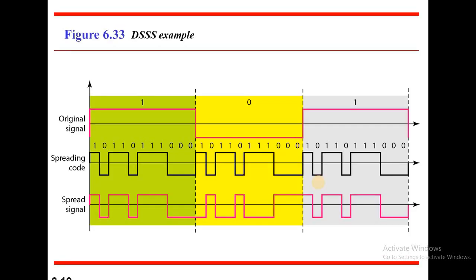This is the DSSS method. This is the original signal, and in the spreading code, 1 will be the higher and 0 will be the lower input. In this way, the spreading code is generated and passed on. This is the spread signal. On the transmission side, the input will be spread. So jamming will be avoided and the data will be transferred securely. In this way, the FHSS and DSSS methods can be used in spread spectrum.